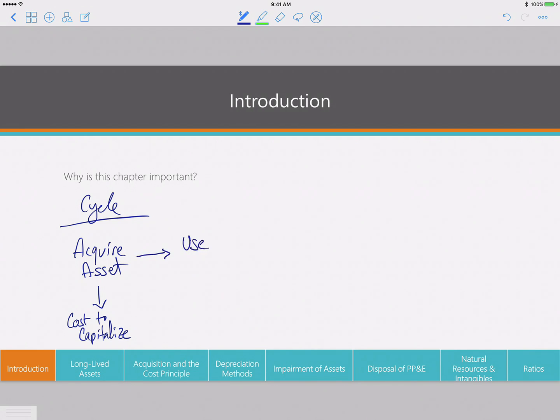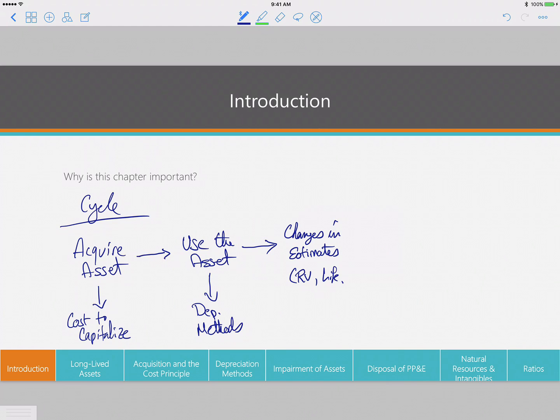Then, over the life of the asset, we use it for the business to generate cash or other economic benefits. So rather than expensing it right away, we defer the cost and we allocate it over the life of the asset. So we will learn about the different depreciation methods. After that, during the life of the asset, there may be changes in estimates because depreciation is largely based on estimates of the useful life, estimates on how much we can sell it for later. So this could be on the residual value, the life, it could be a change in the depreciation method.